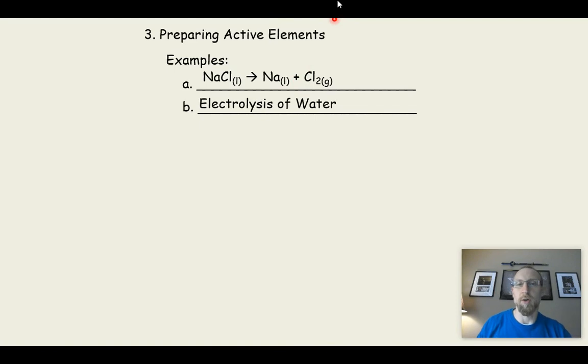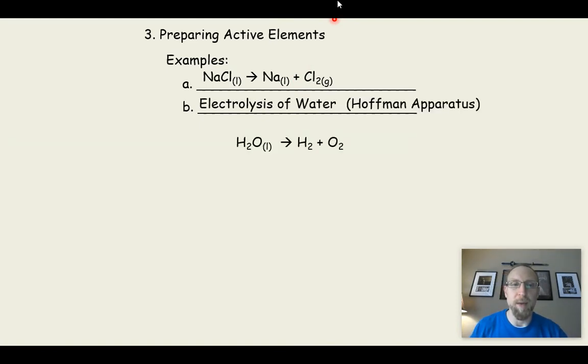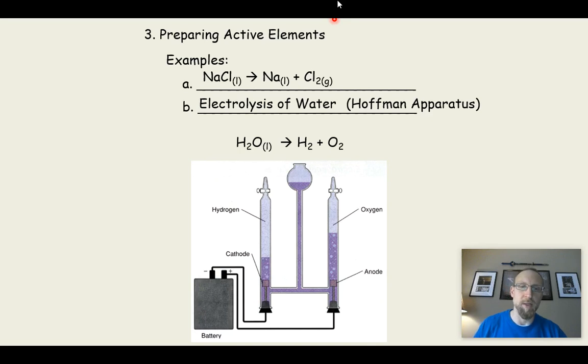So also electrolysis of water, we call that a Hofmann apparatus. So here's the process here. We take water and we break it up into hydrogen and oxygen. So we can break those bonds in a water molecule between hydrogen and oxygen and separate them into H2 and O2. Right? That's another way that this process is used. All right, don't worry about that stuff.